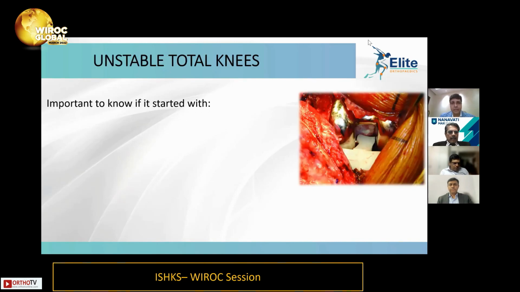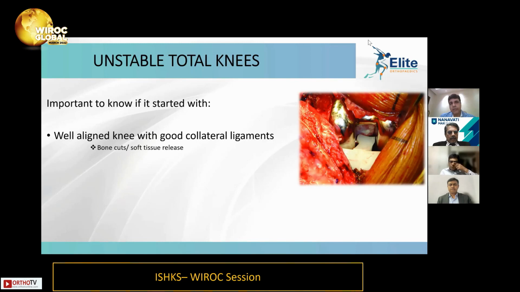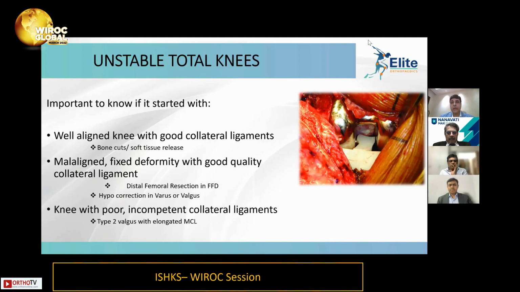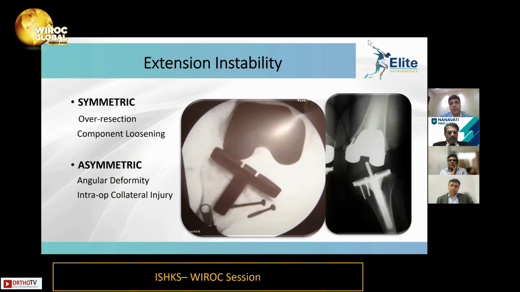So whenever you're handling unstable total knees, you will be starting with different situations. A patient who had a well-aligned knee with very good collateral ligaments, if you still have instability, you have to think in terms of wrong bone cuts or inadequate soft tissue releases. Second category is malaligned fixed deformities with good quality collateral ligaments. These are the cases where you have a fixed flexion deformity in which maybe an excessive distal femoral cut was done, or hypocorrection in varus or valgus, or rarely cases with poor incompetent collaterals, like type 2 valgus with an elongated medial collateral ligament.